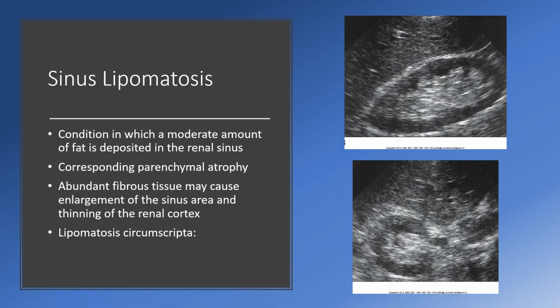Then there's sinus lipomatosis. This is a condition in which a moderate amount of fat becomes deposited in the renal sinus. And what we see is an overdeveloped echogenic renal sinus and a thinner cortex than what we would expect. So we get atrophy of the parenchymal part of the kidney. You're going to see abundant fibrous tissue that can cause that thinning and that enlargement. And there is something known as lipomatosis circumscripta. I'm going to let you look that one up in your book. But what you're going to see is that sort of overgrown sinus like we have here, and then notice that the cortex, the hypoechoic part of the kidney, is thinner in this patient.